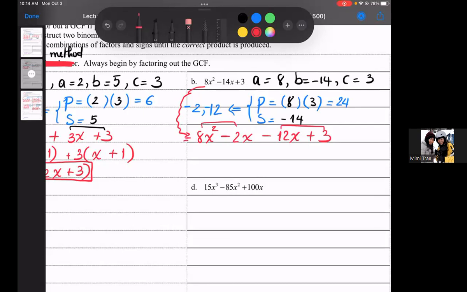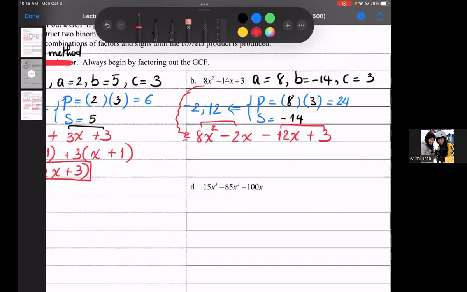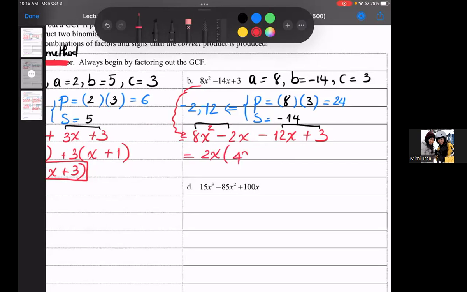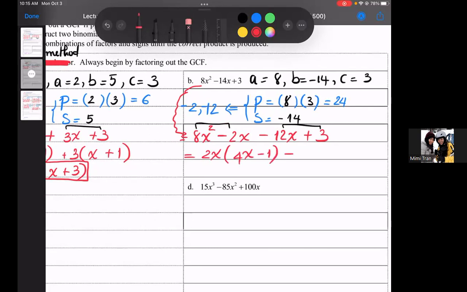What should I factor out of the first group? I'm doing black like I did. 2 what? 2x, right? What's left over? 4x minus 1. And then the second group, factor out a minus 3, right? Minus 3. So 4x minus 1 again. One more line, you done? 4x minus 1 times 2x minus 3.